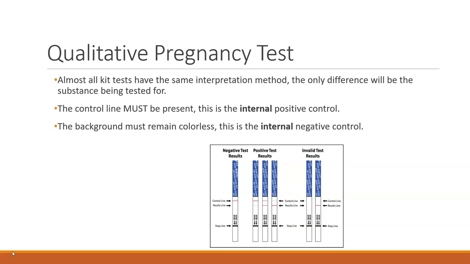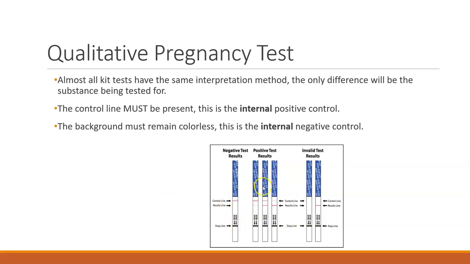The control line, as you can see in the picture below, once you run the test, lets you know that everything worked properly and that if the patient had what we're looking for, we can trust it because this control line is positive. The background must remain clear. If it colorizes to the extent that we can't read the results, then the test is invalid. So the negative control is the background.